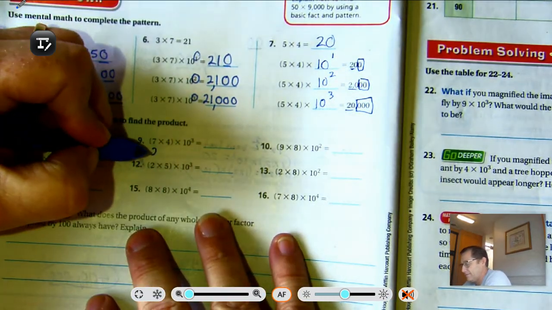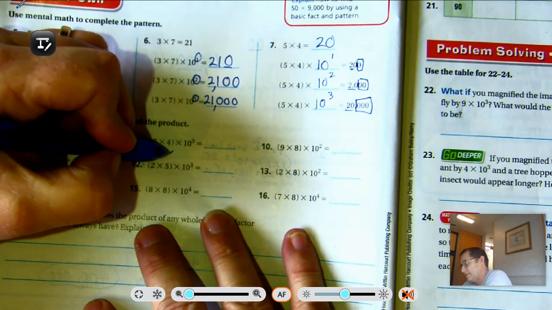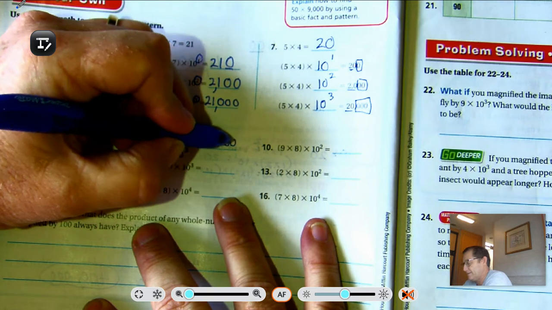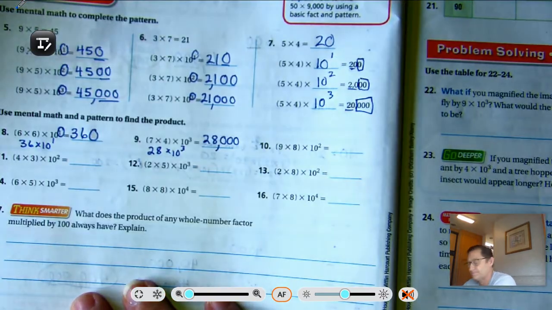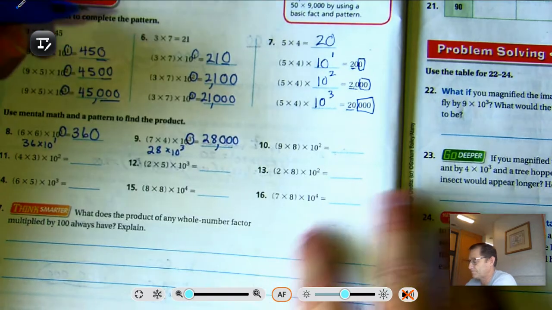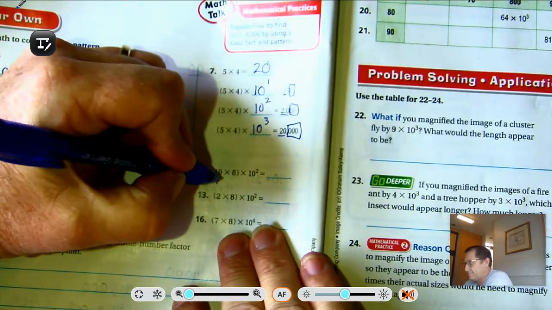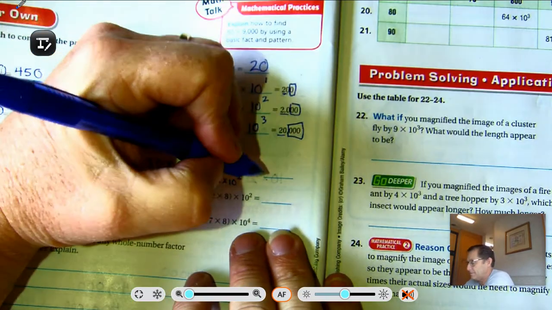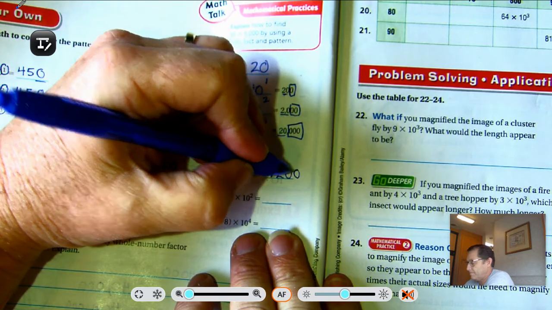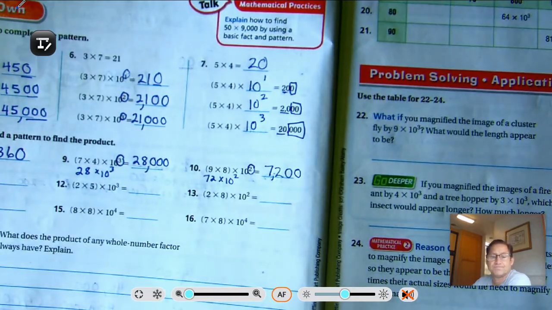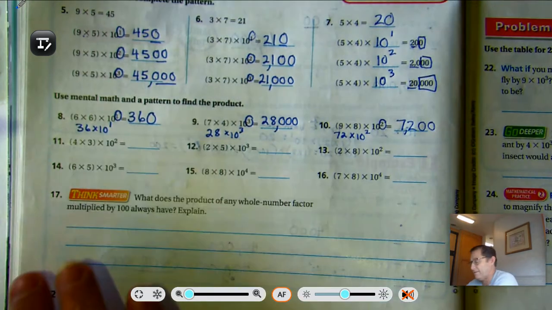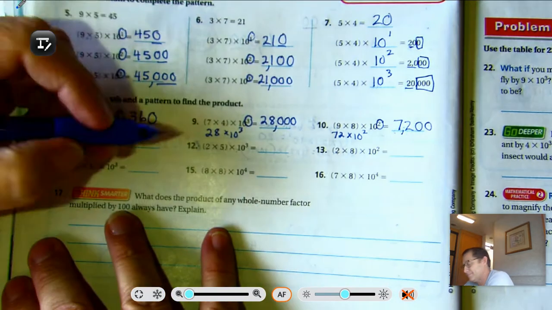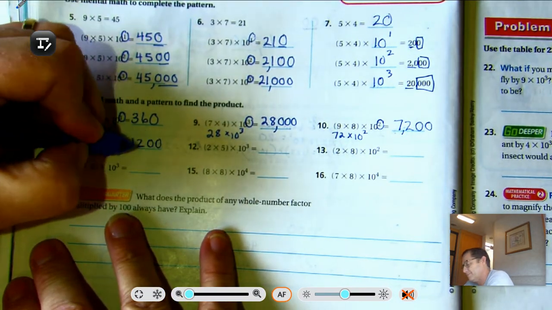Okay, number 9, 7 times 4 is 28 times the third power of 10. So it's going to be 28 followed by 3 zeros. 9 times 8, 72 times the second power of 10. So 72 followed by 2 zeros. Number 11, 4 times 3 is 12 times the second power of 10. 12 followed by 2 zeros.